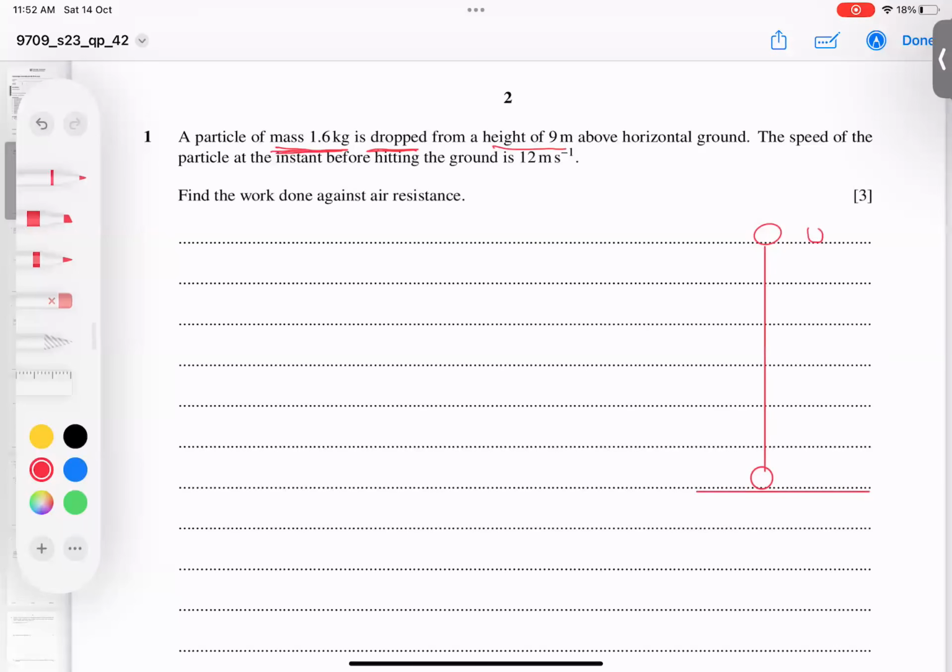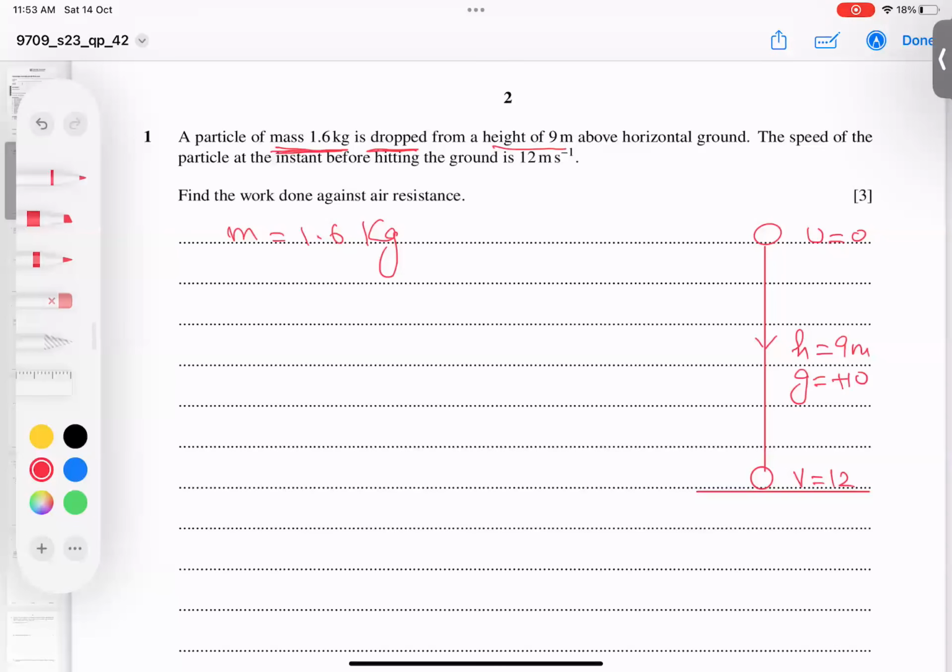Dropping means starting velocity is zero, going downwards, and the mass is 1.6 kg. The height is 9 meters, just above the horizontal ground. The speed of the particle just before hitting is 12. After hitting it has some other velocity maybe, but just before hitting, its velocity is 12. And gravity coming downwards is a positive 10.